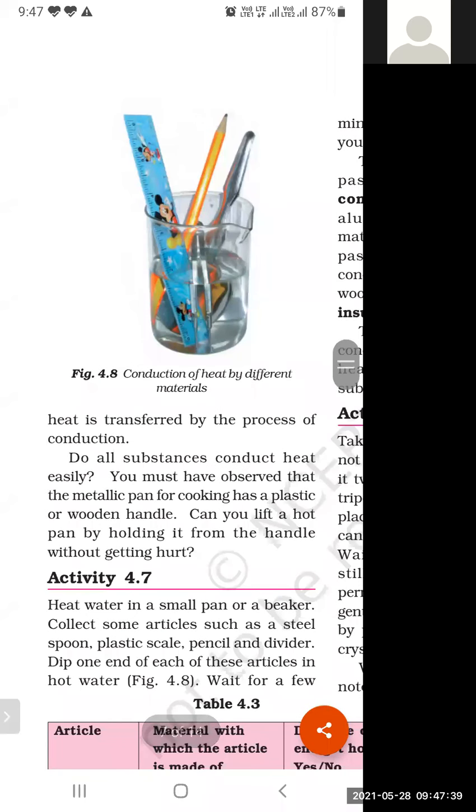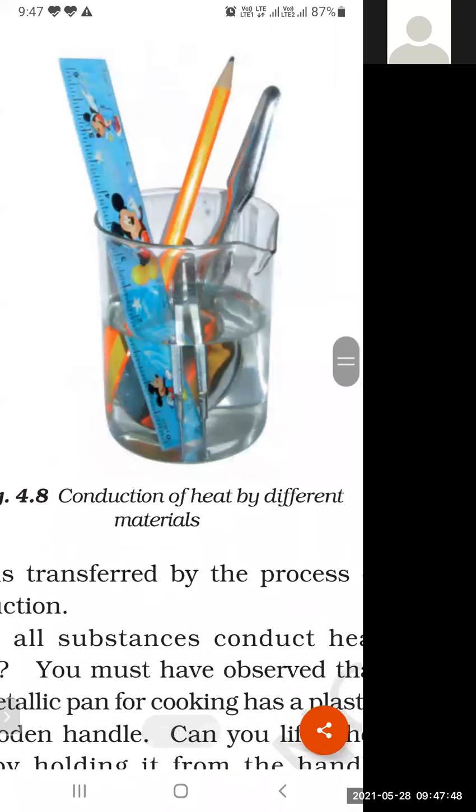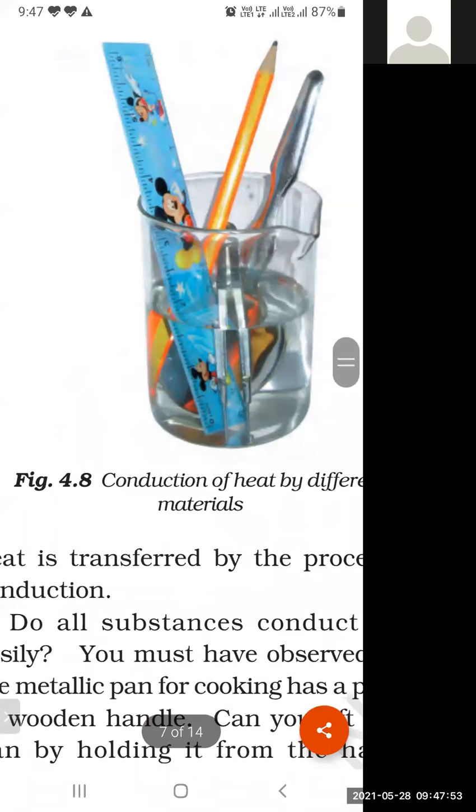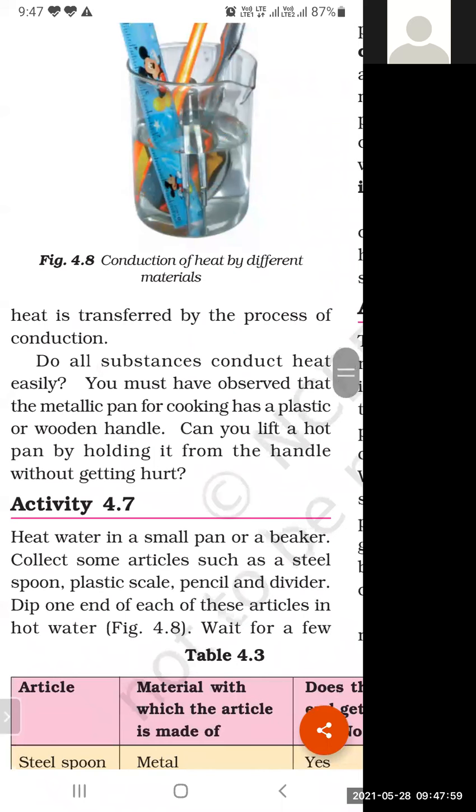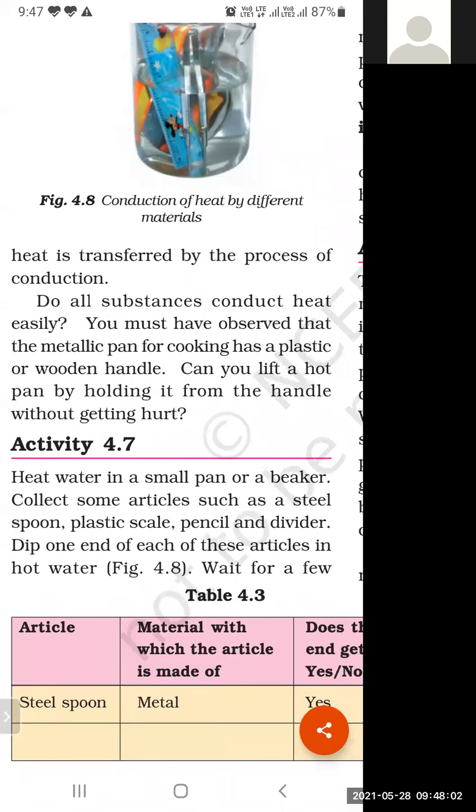So students, in figure 8.4, you have different materials, like a plastic scale, a pencil made of wood, a spoon, a compass. Do all substances conduct heat easily? You must have observed that the metallic pan for cooking has a plastic or wooden handle. This is the question: why does a cooking pan have a handle made of plastic or wood? Because plastic and wood do not allow heat to transfer. They are not good conductors.